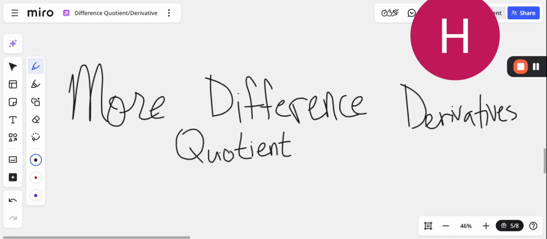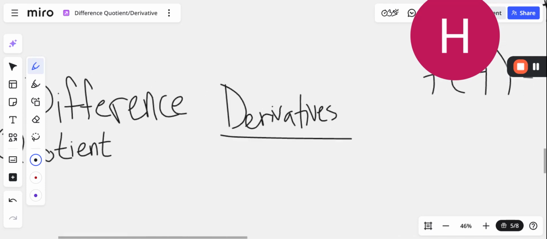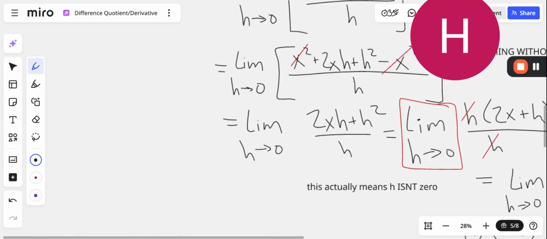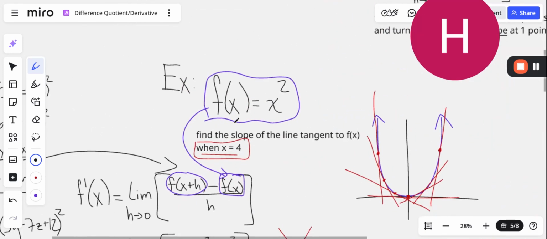And today we're going to continue our use of the difference quotient and a limit with the difference quotient to find the derivative. We're going to find some derivatives. Just a reminder, last time we took a look at the derivative of x squared in order to find the slope of the tangent line.